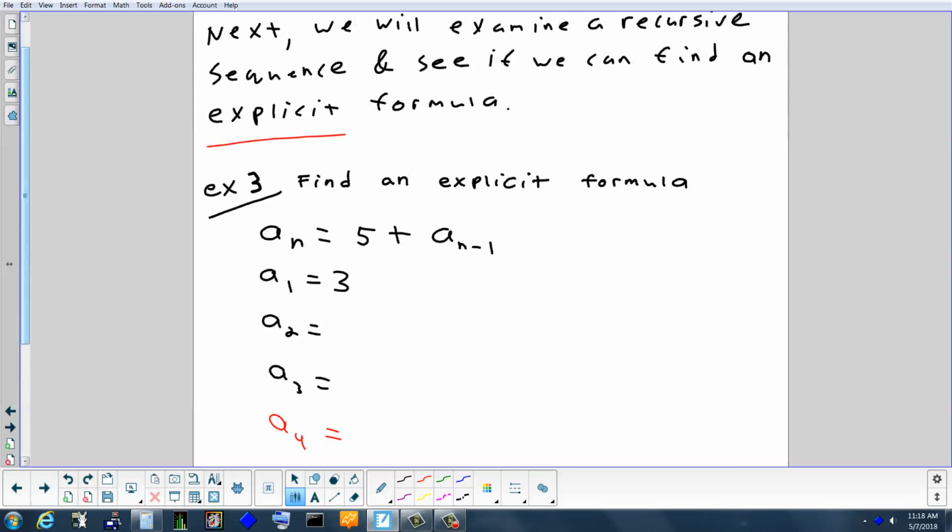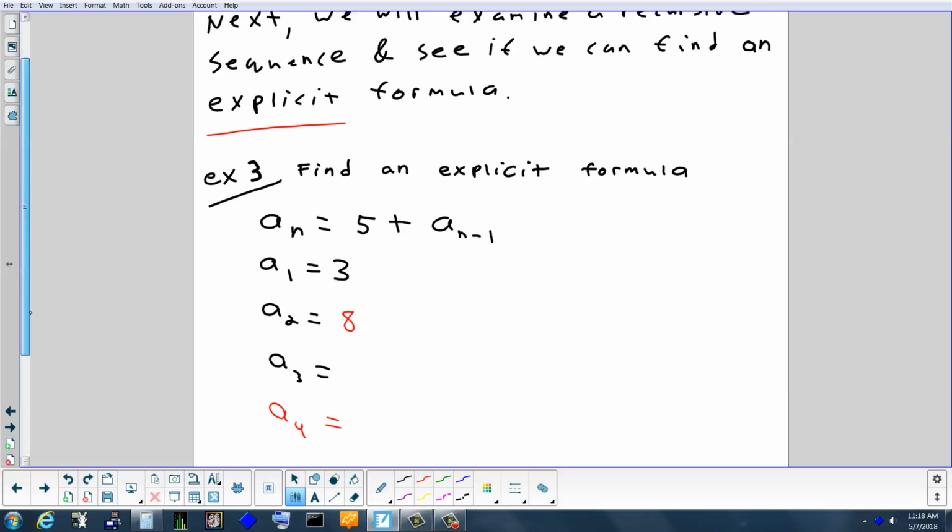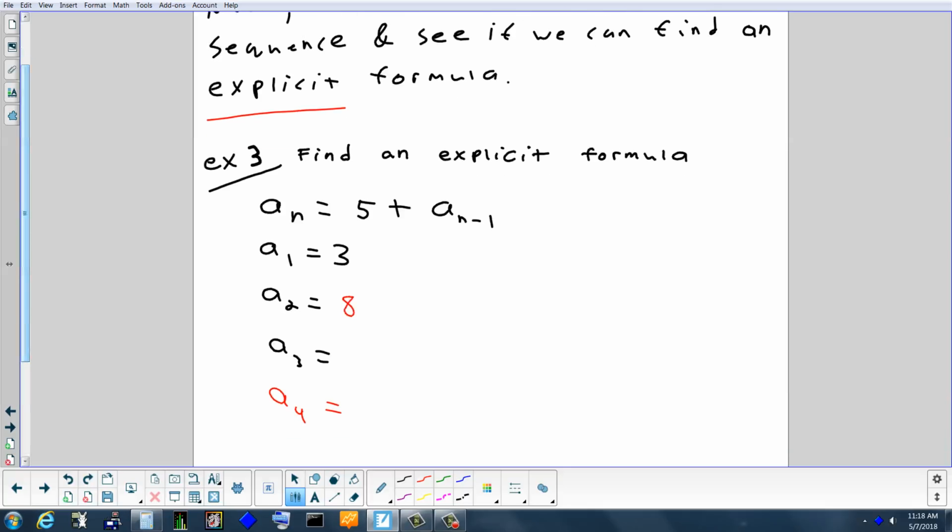First term is given. Now, the formula says take 5 plus the term before to get the one you want to know. I want to know the second one. So 3 plus 5 gives me 8. Andrew, what would my third term be? 13. And the fourth term would be 18.